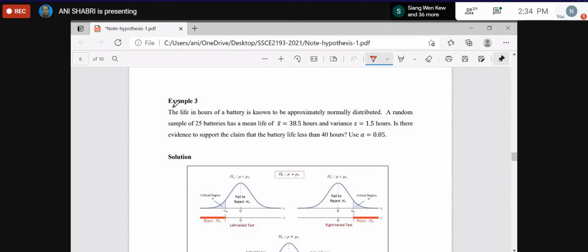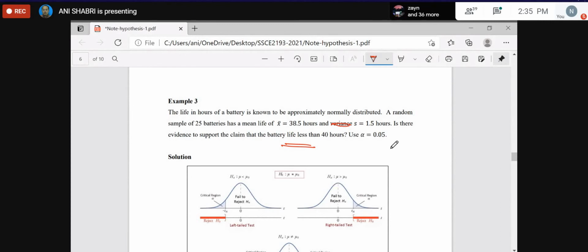The life of the batteries is approximately normally distributed. Random sample of 25 batteries. From the 25 batteries, we found the mean life is 38.5, and S is 1.5 hours. Is there evidence to support the claim that the battery life is less than 40? For this one it is less.